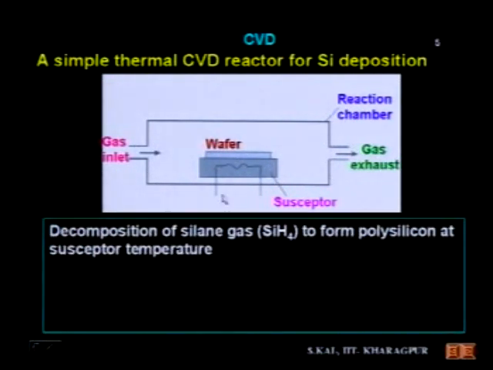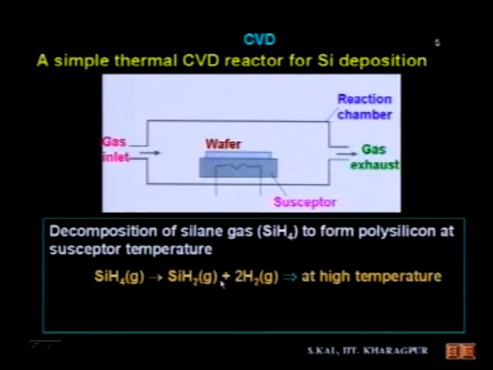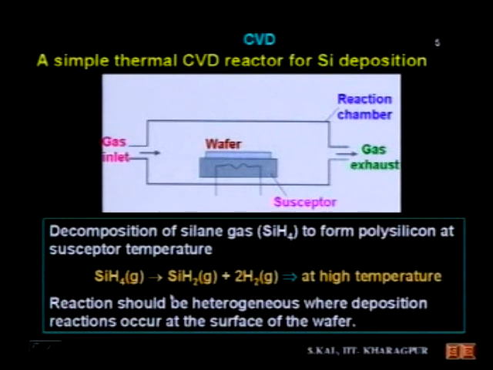Now here, decomposition of silane gas to form polysilicon at susceptor temperature: the reaction is like this. SiH4 in gaseous form will decompose at high temperature to SiH2, which is also gaseous, and it will evolve hydrogen molecules. In the subsequent reaction, SiH2 will again dissociate into silicon and hydrogen, and that silicon is polycrystalline in nature, polysilicon. The reaction here should be heterogeneous, where deposition reactions occur at the surface of the wafer. The reaction is not homogeneous, it is heterogeneous. In this way, in this simple reactor configuration, you can get polysilicon films.